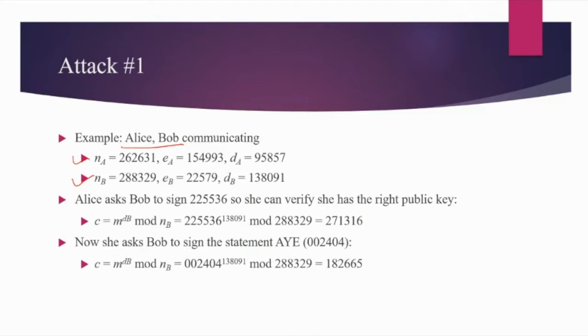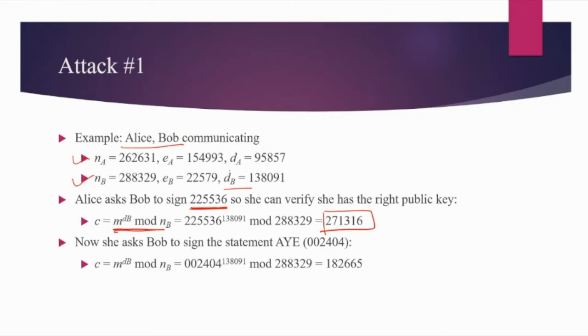Now, Alice asked Bob to sign a random message. She said, please sign this particular message so that I can verify a few things, right? So Bob signed the message, meaning the message is encrypted with his private key. D of B is the private key of Bob. Bob signed the message, and this is the value she got. This is the signature attached.